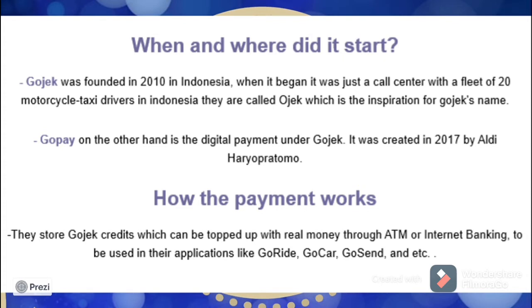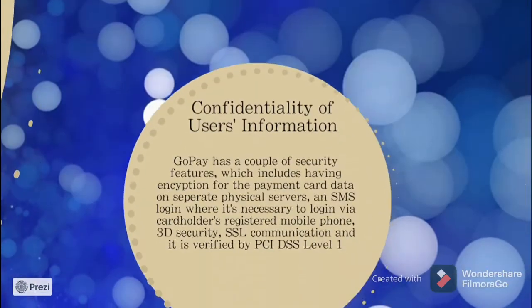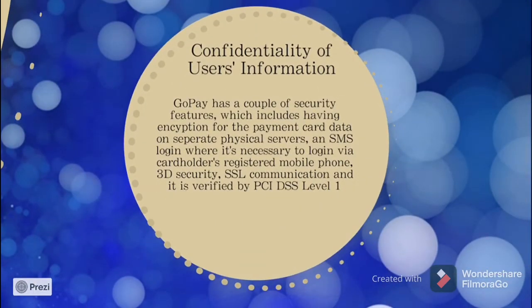How the payment works is that they store Gojek credits which can be topped up with real money through ATM or internet banking to be used in their applications like GoRide, GoCar, GoSend, GoFood, and so on. The security for GoPay has a couple of features, which include encryption for the payment card data on separate physical servers, an SMS login where it's necessary to log in via the cardholder's registered mobile phone, 3D Secure, SSL communication, and it's also verified PCI DSS level 1.